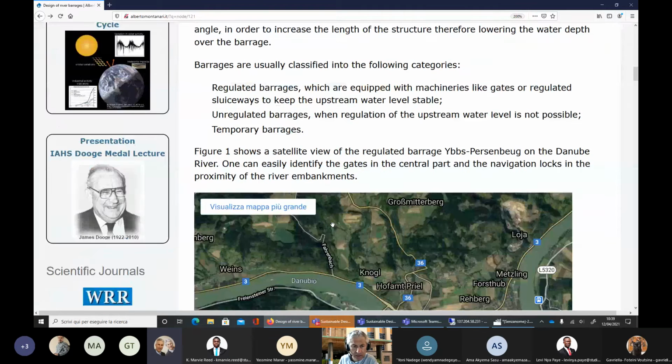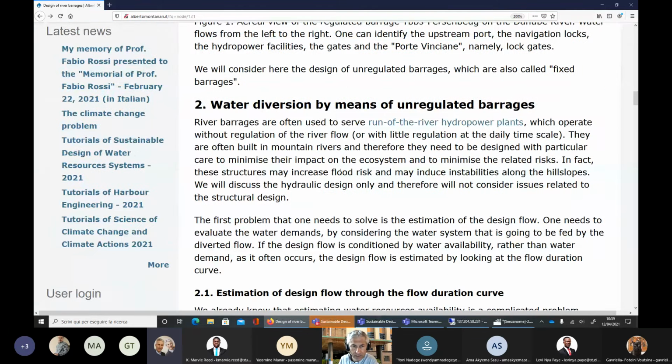Okay. And now, let's focus on the unregulated barrages. Why? Because they are simpler, and for this reason, it may happen to you that somebody asks you to design an unregulated barrage. Usually for regulated barrages, the design is left to big engineering companies. But for unregulated barrages, it's a typical professional work that may happen at the beginning of the career.